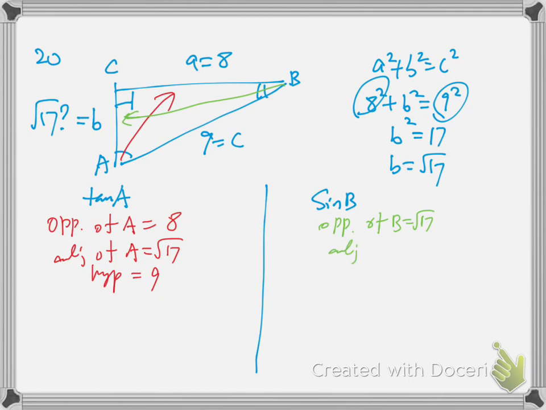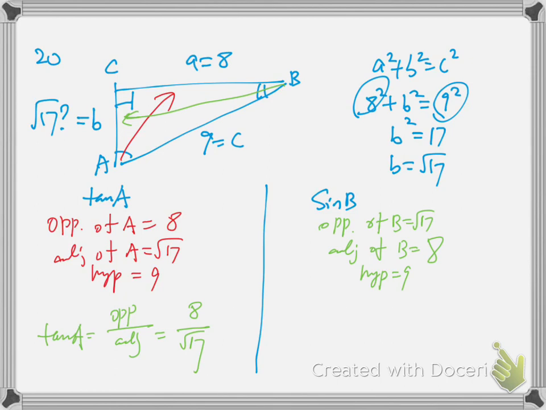And then adjacent will be 8, right? Adjacent side is 8. The A side is number 8. And hypotenuse does not depend on A or B, right? Hypotenuse is opposite of C. Okay, so now you can use the trig definition. So what's tangent? Tangent is opposite over adjacent. So this is 8 over radical 17.